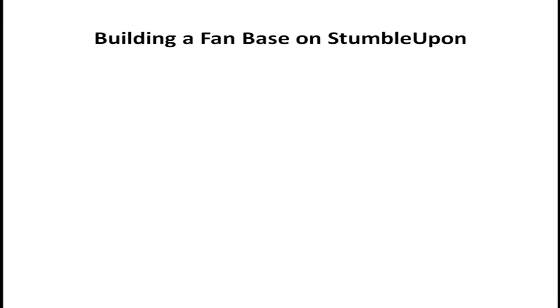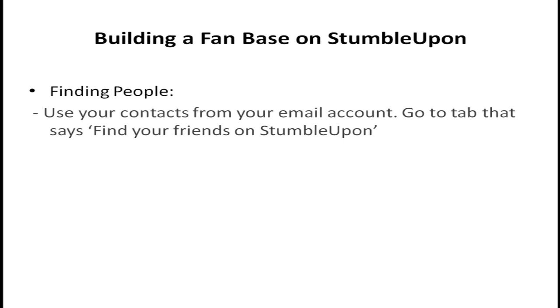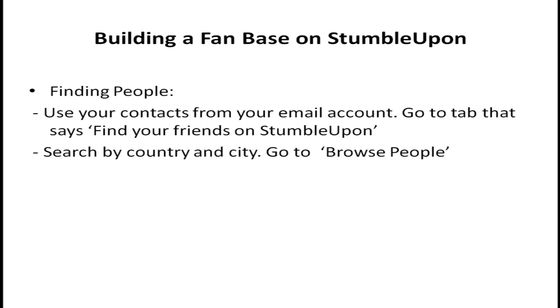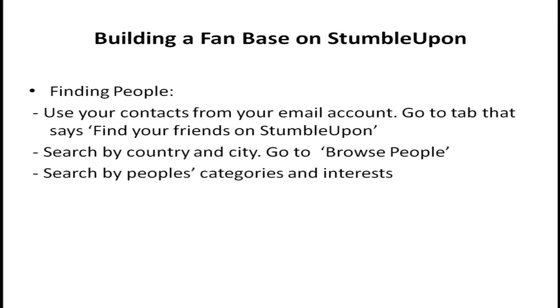Building a fan base on Stumbleupon. To find people, you need to use your contacts from your email account. You can go to the tab in Stumbleupon where it says Find Your Friends on Stumbleupon. You can also search for people by country and city. To do that, go to Browse People. You can search by people's categories and interests.